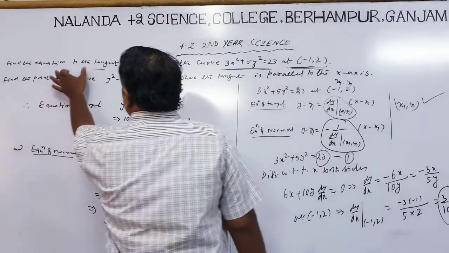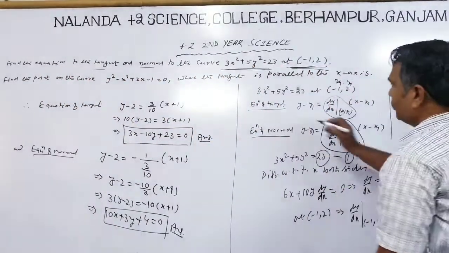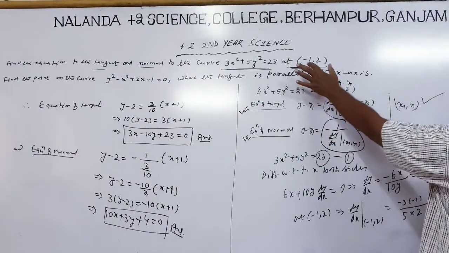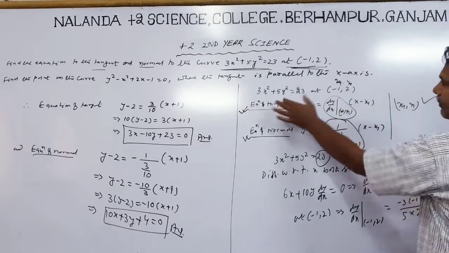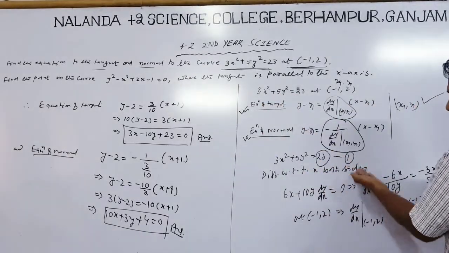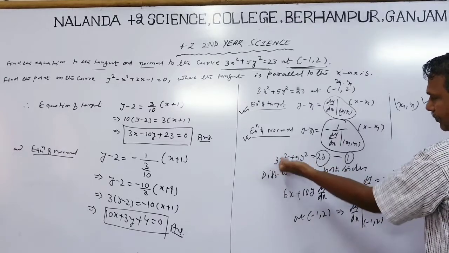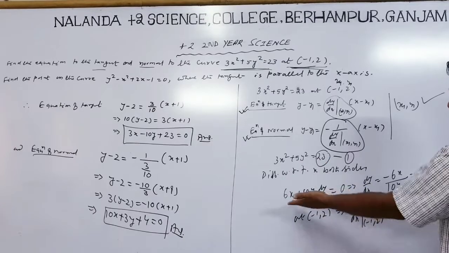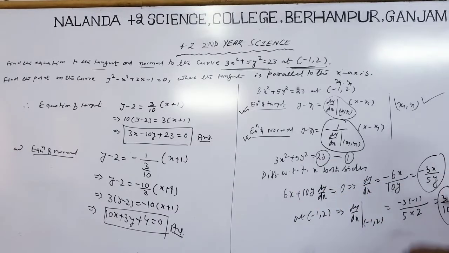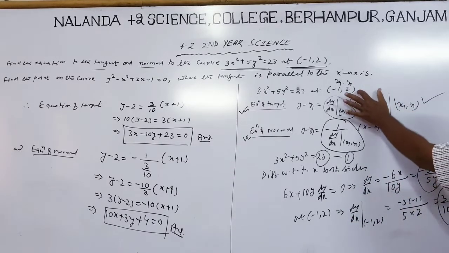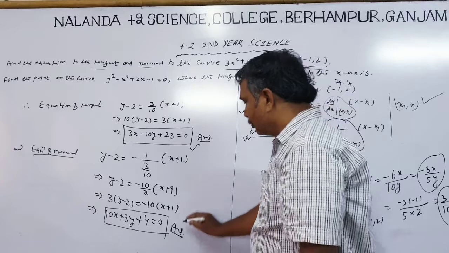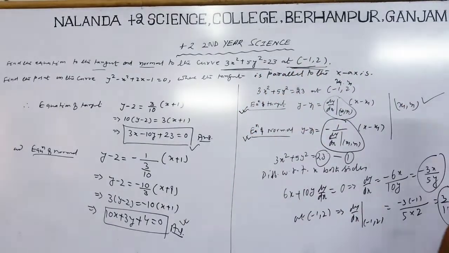Now to find the tangent and normal to the curve, use our formula. What is the dy by dx? Find out. Here the point x1, y1 is given, and this is the curve. Differentiate with respect to x. The derivative of x square is 2x, into 3, 6x. The derivative of y square is 2y, into 5, 10y into dy by dx equal to 0. After simplification we get this. Substitute x1, y1 and we get the slope. The slope is found and the point is already given. Then use these two formulas, and after simplification we get the two answers. Now this is the first example.